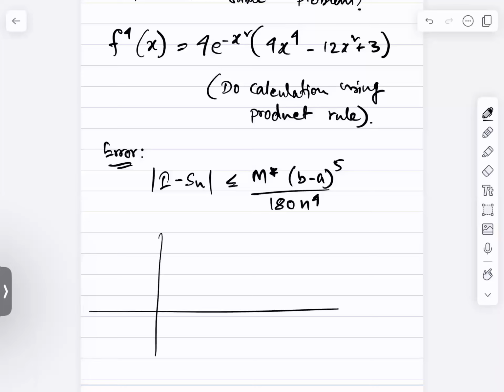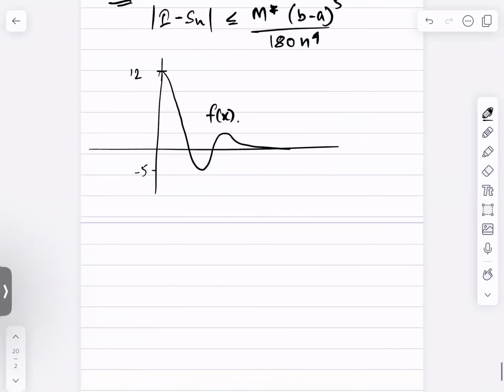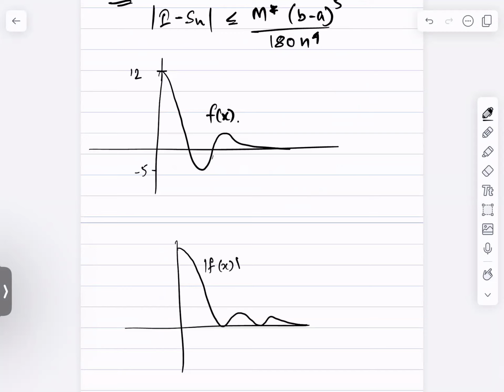Again, if I use the graphing calculator, I'll get this as the graph of the fourth derivative. So this is like minus 5-ish. So the modulus will be nothing but like this, and then this, right? Because the negative part will just flip and become positive, exactly the mirror image with respect to the x-axis. Anyway, so I can see that my M star should obviously be 12.